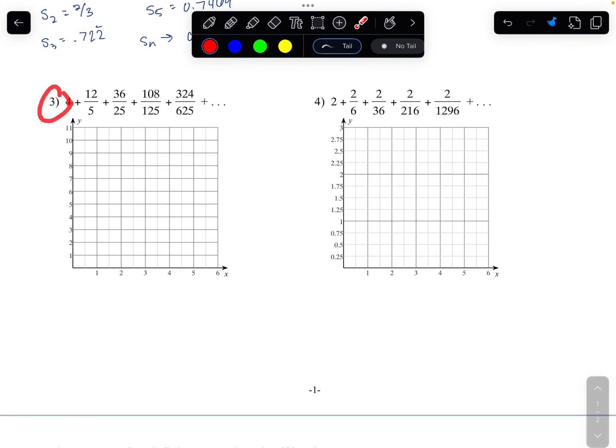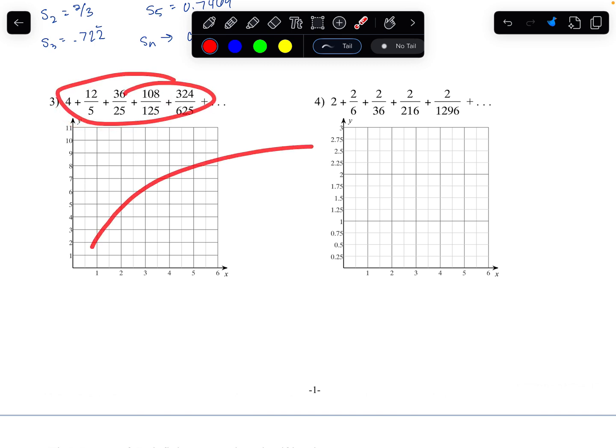Go ahead and go through 3 and 4. Make a list of the partial sums. So take 4, take the sum of the first 2 terms, take the sum of the first 3 terms, 4 terms, and then 5 terms, and then graph them accordingly. Okay?